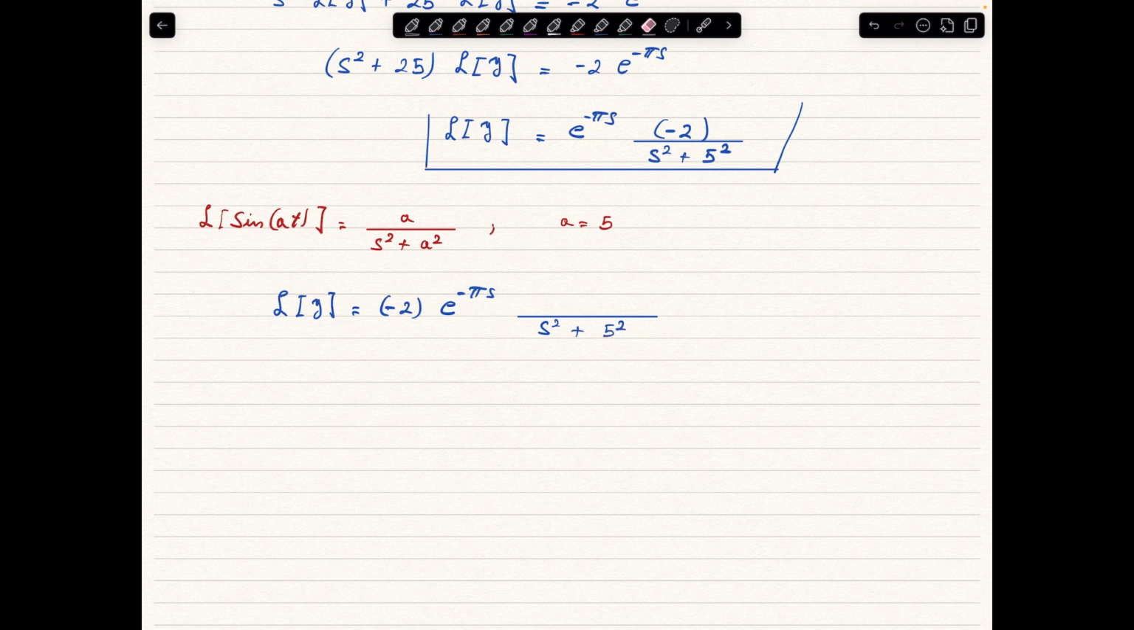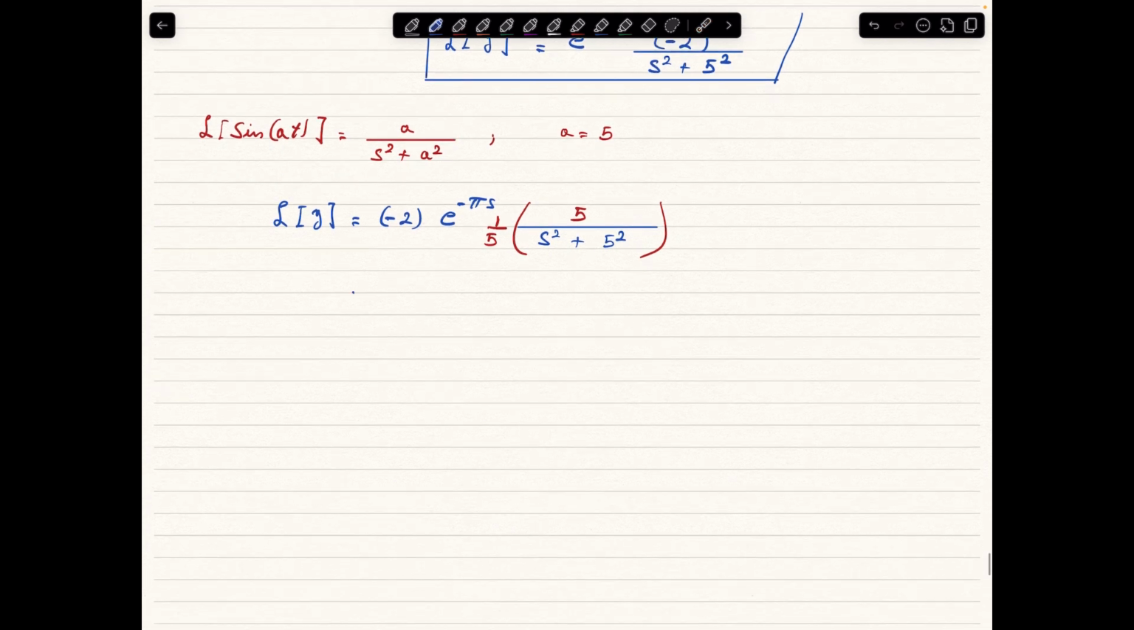So what if I multiply by 5 and I divide by 5? And now I look only at this part. Well, this is exactly that for a equal 5. So what we end up with is -2/5 exponential minus pi s, the Laplace transform of the sine of 5t.